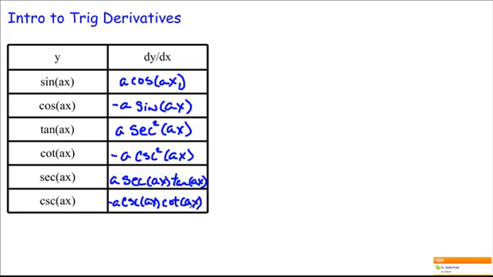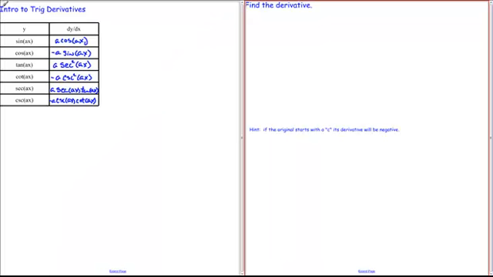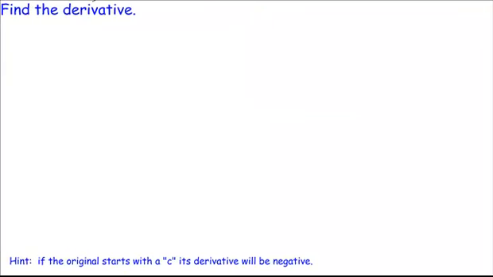Now we're going to do some examples. Keeping these in mind, we're going to find the derivative. Hopefully you will pause for a moment and write these down so you have them in your notes and can follow along with our examples. Our directions are find the derivative. Number 1, we'll start with something basic. Y equals sine 3x.